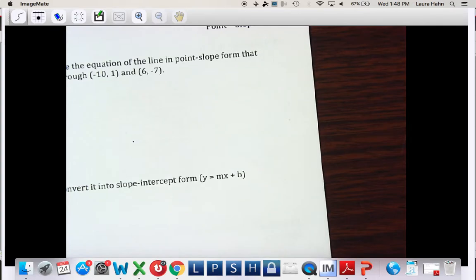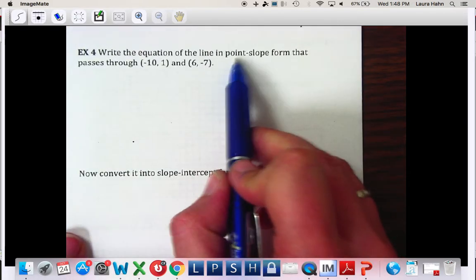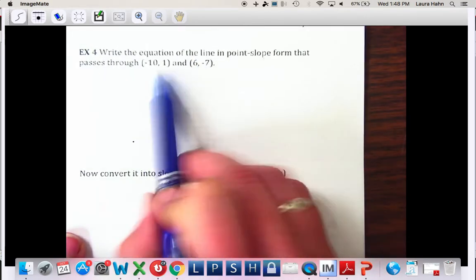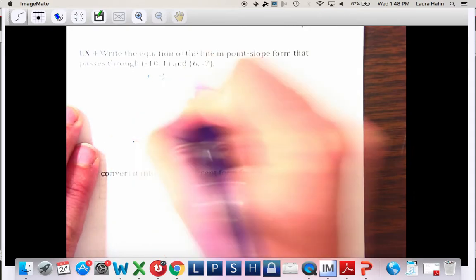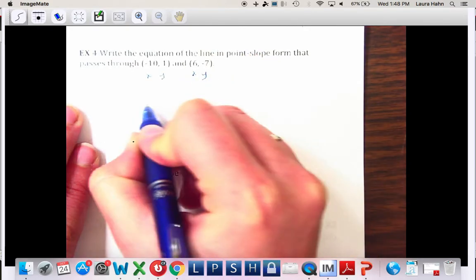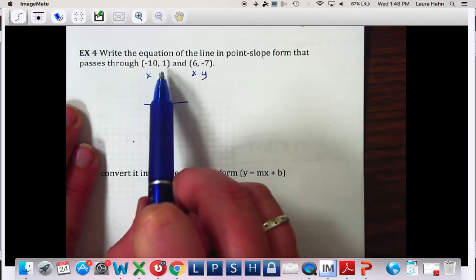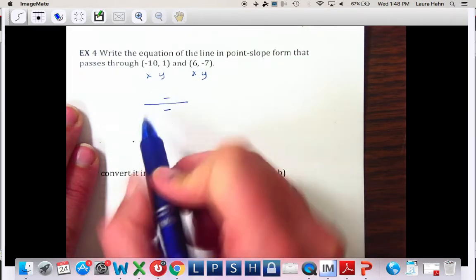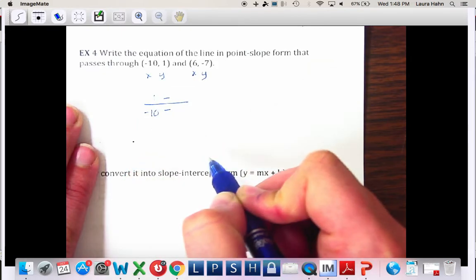Okay, on example 4. Same thing. Write an equation of point slope. I have points, so that's good. I just need to calculate my slope. So xy, xy. Remember, y's rise, so start like this. The y goes on top, the x drops below it. So 1 on top, -10 below it.